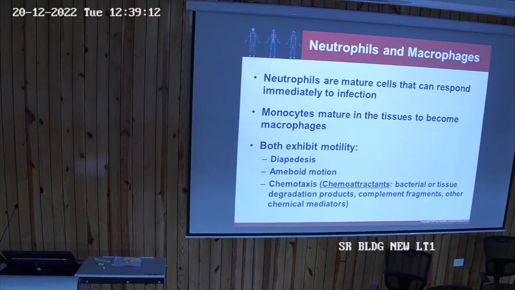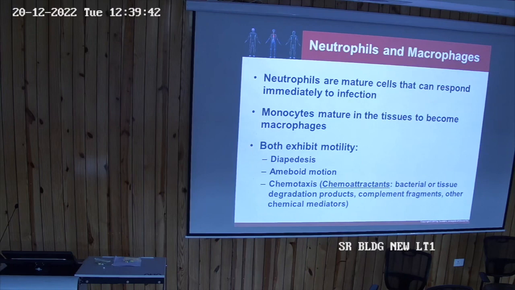Now, both exhibit motility, and this motility is diapedesis. Diapedesis is when they have to come from the marrow into the circulation. So, by which mechanism is it coming? It is coming through diapedesis. When it has to move into the tissues, it is an amoeboid type of movement. This is one more MCQ. We have to target every point and think about how to answer.